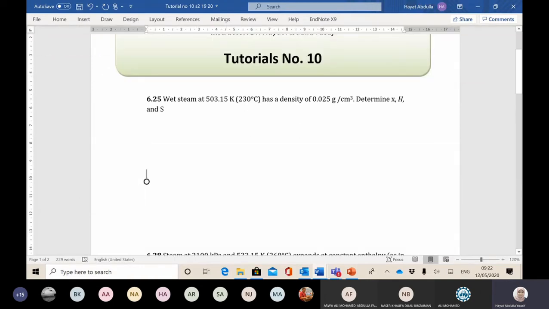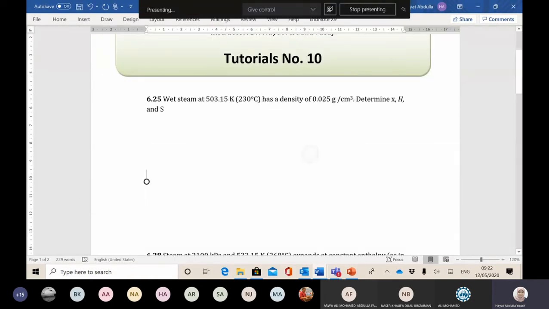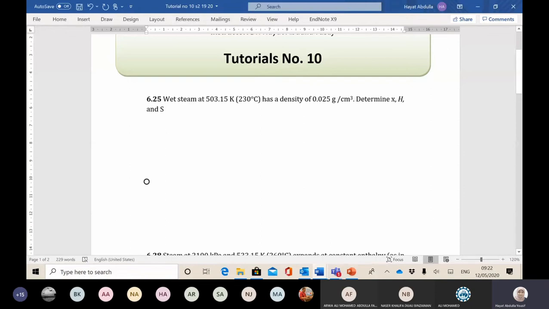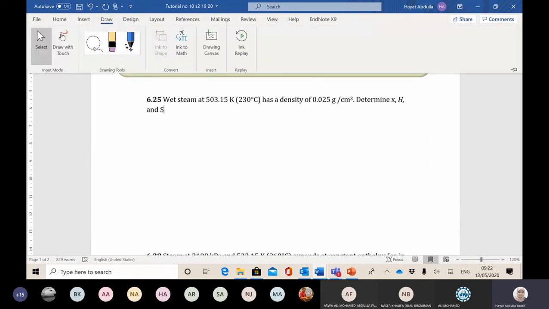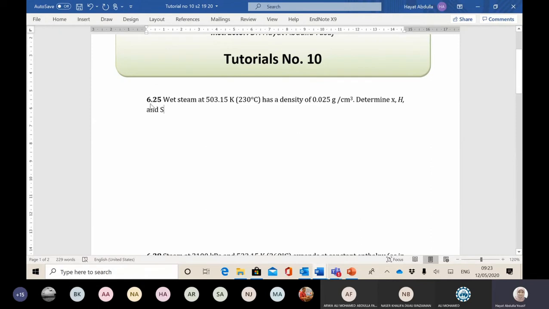All right. So what I will do, maybe it's better that I discuss with you each question, and then when you start solving yourself, maybe you have an idea. Here, it says it is wet steam. So whenever it is wet steam, it simply means that it is saturated mixture. Wet steam means I have both liquid and vapor.